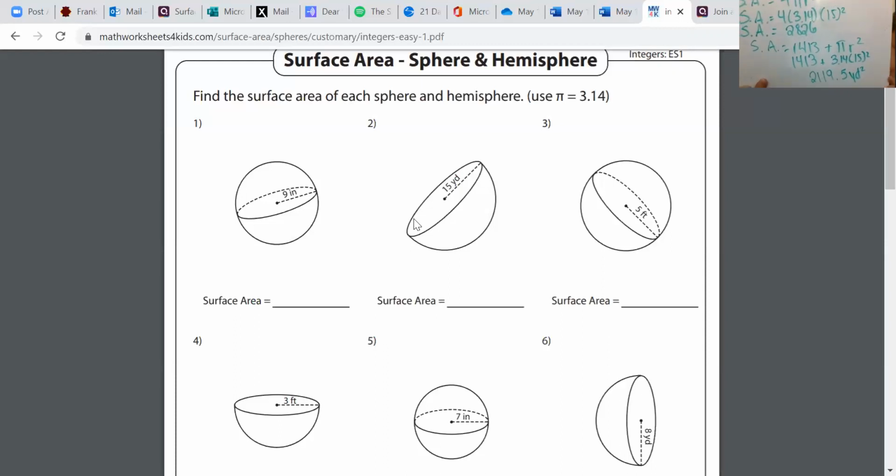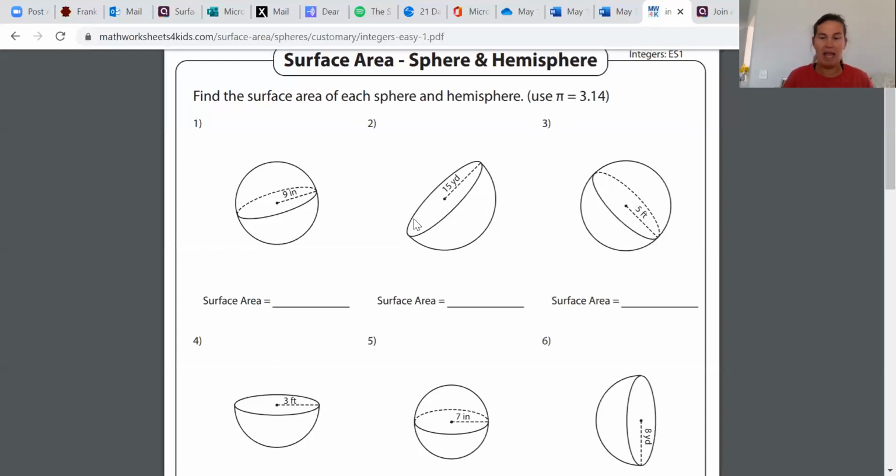So we're going to do the exact same thing, moving on to number 4. Again, I'm just going to start with finding what a sphere is, which is 4 pi r squared. On number 4, the radius is 3. So I'm going to do 4 times 3.14 times 3 squared. And that is the entire sphere. That gives me 113 and 4/100. Then I'm going to divide that by 2 because I need half of this sphere.